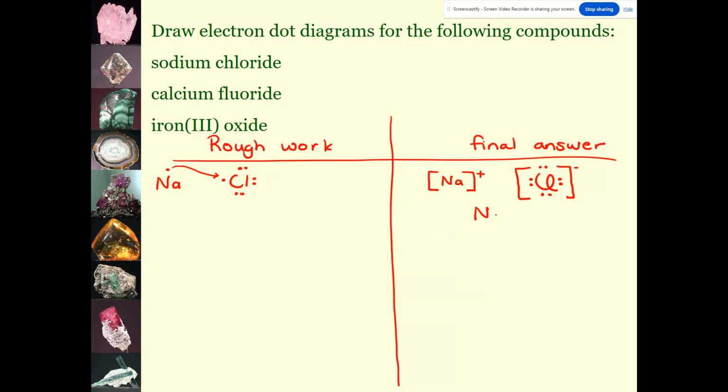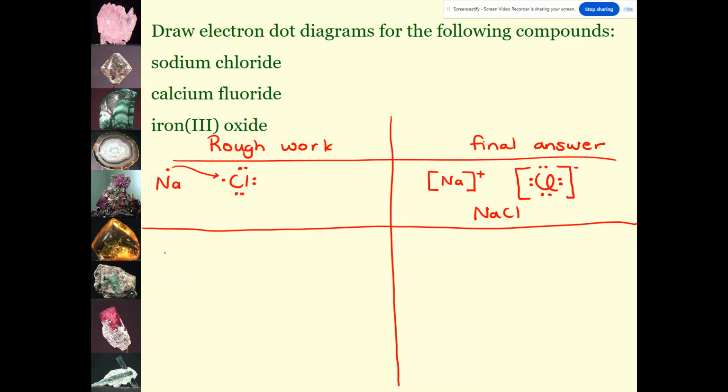Then I write the formula for my compound. This was an easy one. I just needed 1 sodium and 1 chlorine for them to become stable. Sodium had to lose 1 and chlorine had to gain 1. But let's look at examples where that doesn't happen.